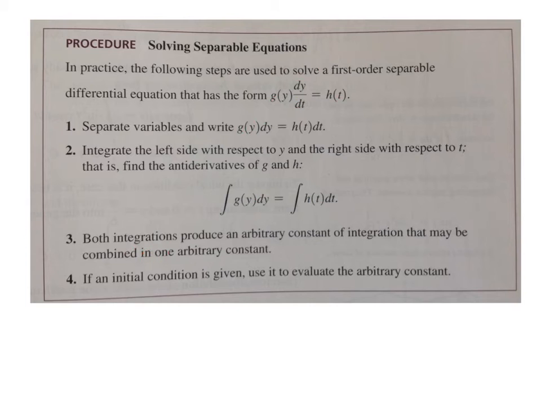And then step 3 says that each time you integrate with an indefinite integral, you get a constant. But we only need to write it once, okay? And it's usually standard to write it over here on the right-hand side. But in reality, you get a plus c here and a plus c here, but you only write it once. And then if you're doing an initial value problem, and they give you an initial condition, then you're supposed to go ahead and solve for c.